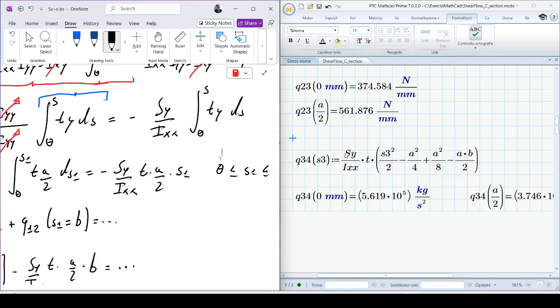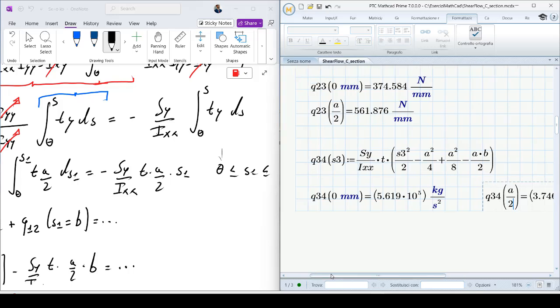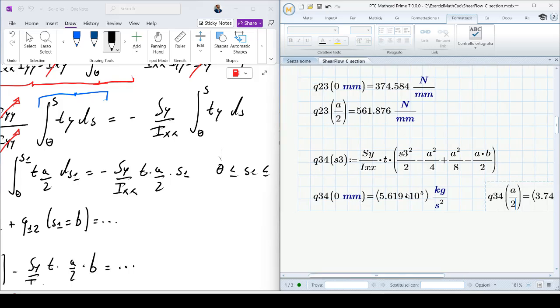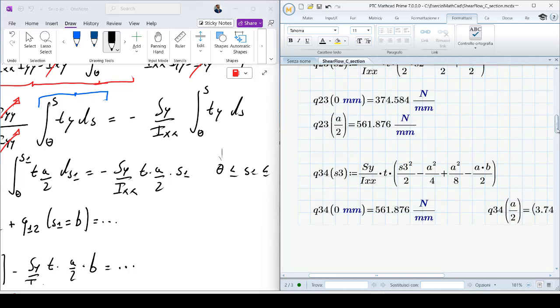Note that here the minus sign is replaced with a plus sign because, making some calculus, the minus sign simplifies to a plus sign. So, if you make some calculus, we obtain clearly this equation. And now, for S3 moving from 0 to A over 2, if I put S3 equal to 0 millimeter, I obtain this stuff here, because if I write this as the same millimeter, I obtain this.